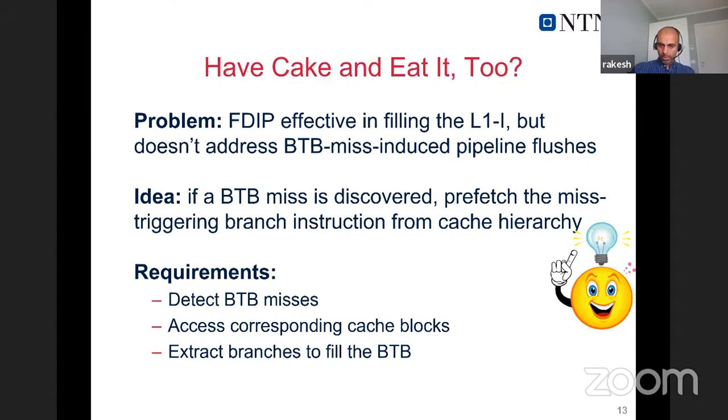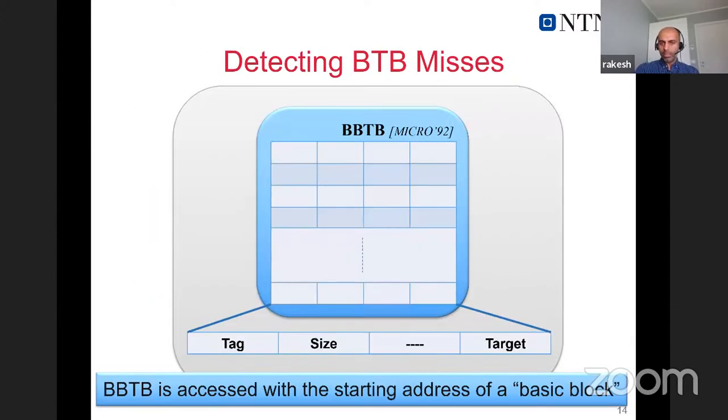So to find BTP misses, what we do is instead of using a conventional BTP, we use what is called a basic block-based BTP. So this BTP, instead of being accessed by individual instruction address, is accessed by the address of the basic block. And the basic block is a sequence of instructions that ends in a branch instruction. So every basic block has to have a branch. And if there is a BTP miss in this scenario, that means a basic block is missing, that means a branch instruction is missing. So all the misses in this kind of BTP are genuine BTP misses.